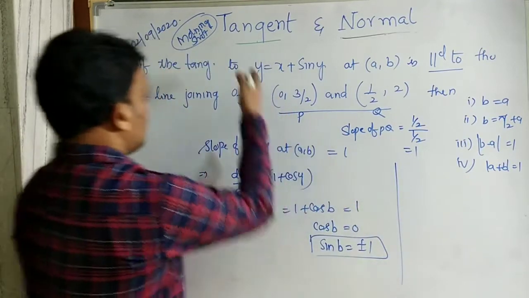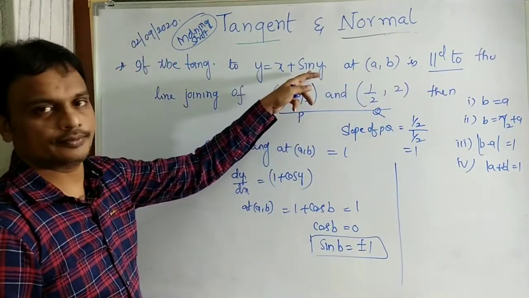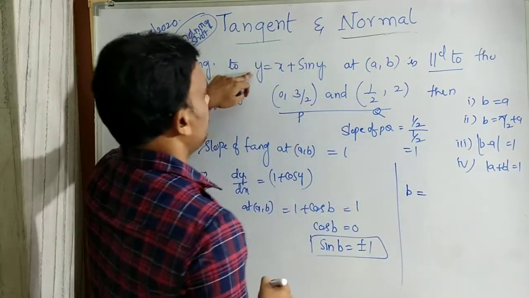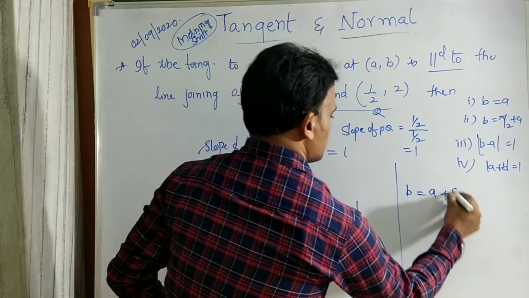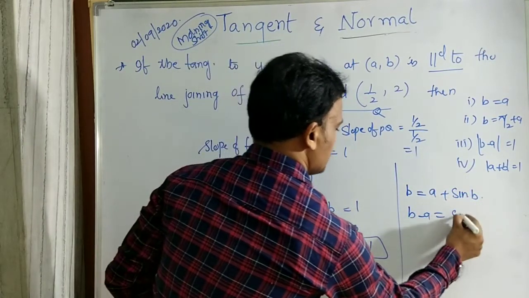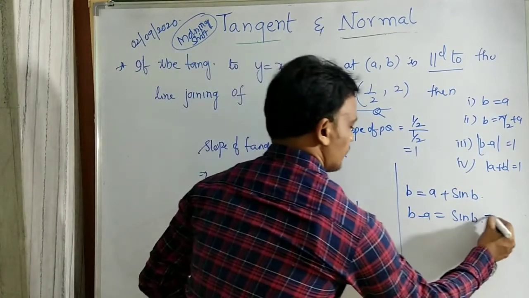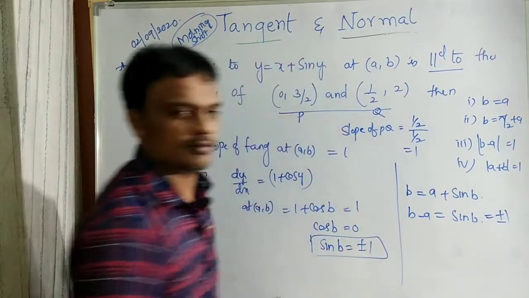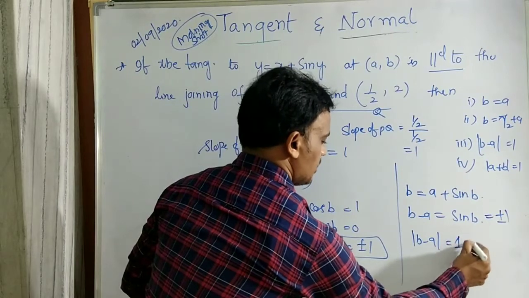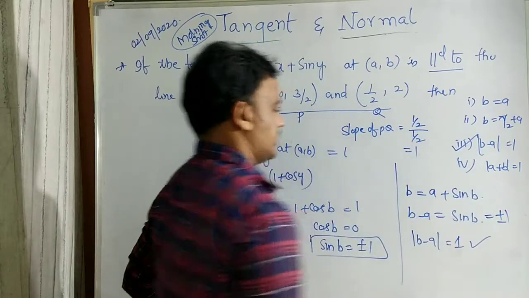Yes. Now coming to this curve, the point A comma B lies on this curve. Now can I write it like this, B equals A plus sin B, right? That means B minus A equals sin B. So already sin B value is plus or minus 1, then I can take the modulus on both sides. So modulus of B minus A equals 1. Yes, it is very clearly the third option.